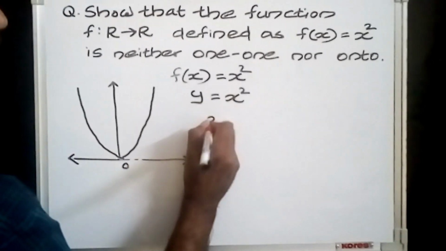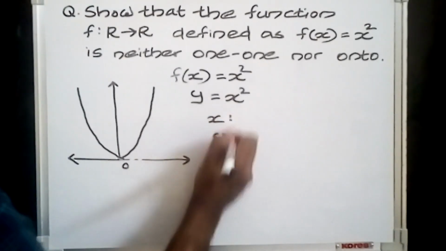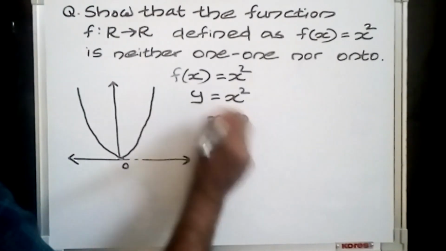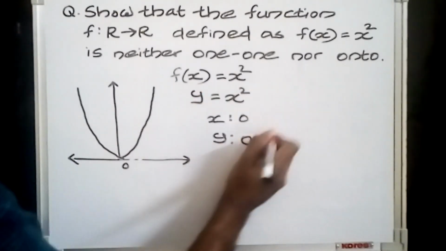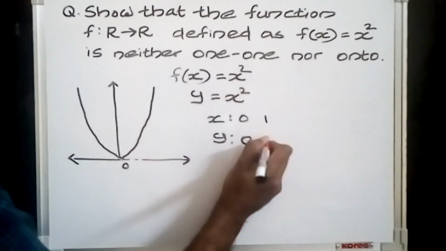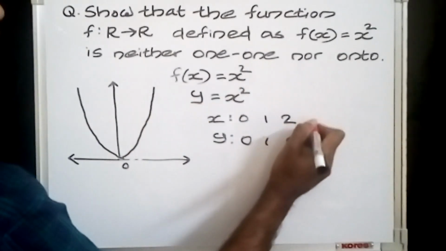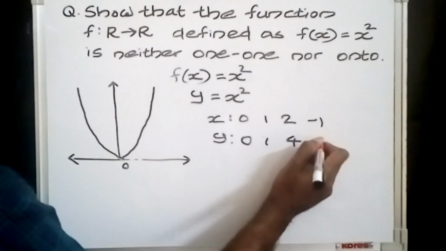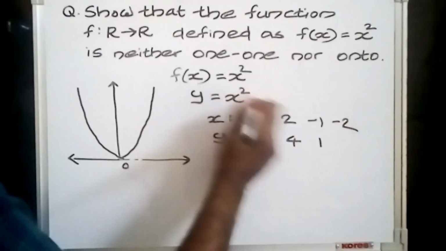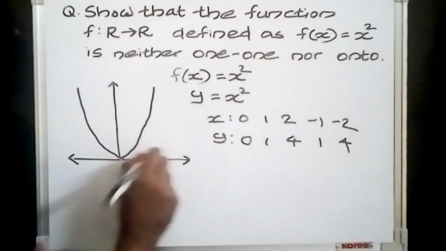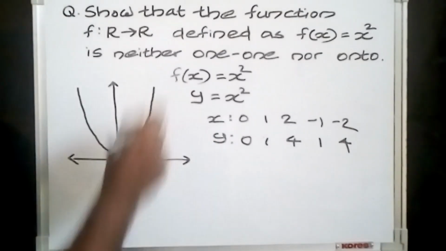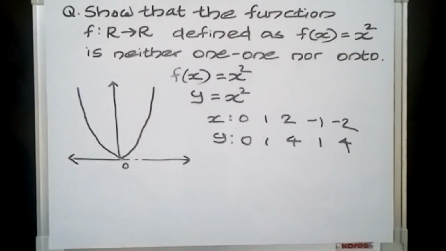It was drawn by giving some values for x and y. When x is 0, y equal to 0 square, 0. When x is 1, y equal to 1 square, 1. And when x equal to 2, y is 2 square, 4. And if it is minus 1, minus 1 square is 1, minus 2, the y value is minus 2 square, 4, etc. And we have drawn the graph of the function as a parabola.